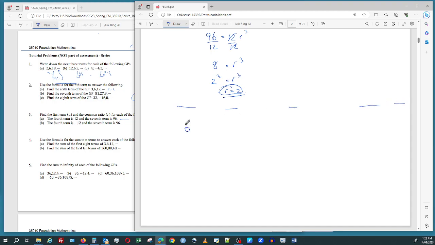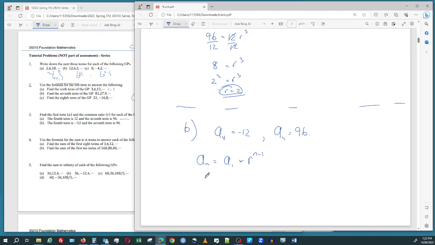Okay, so for part B of this one, A4 is minus 12 and A7 is 96. So it's the same kind of question, but around the other way. So AN is equal to A1 times R to the n minus 1. So for A4, we can say that A4 is minus 12. So we'll just get rid of that. I was a bit quick on doing that.